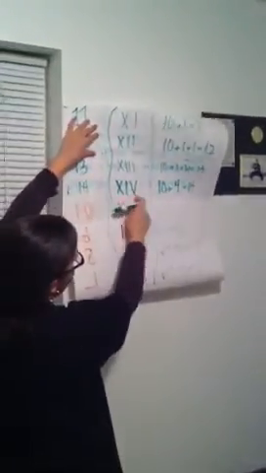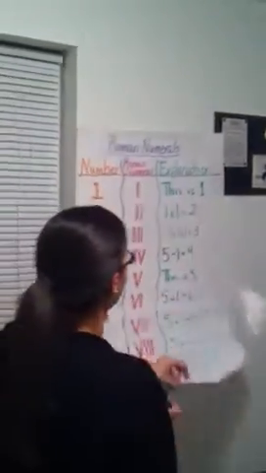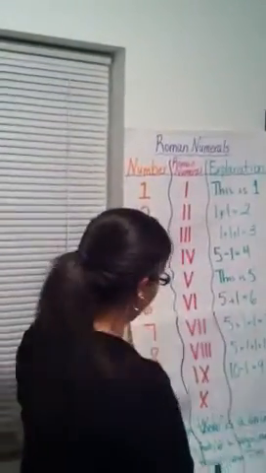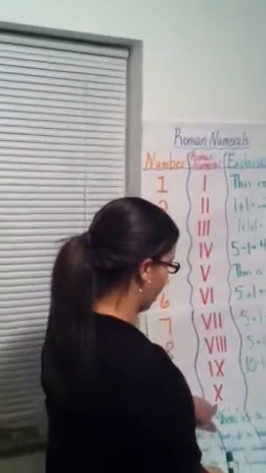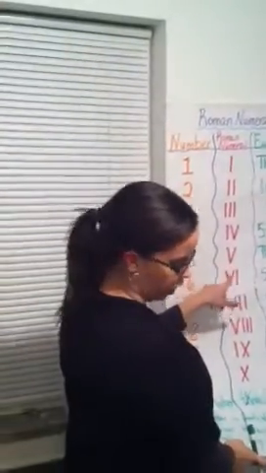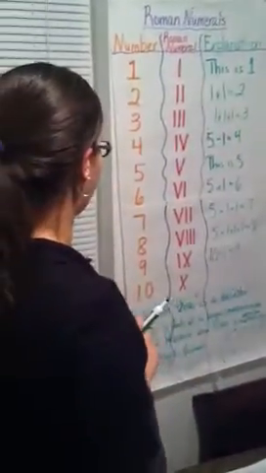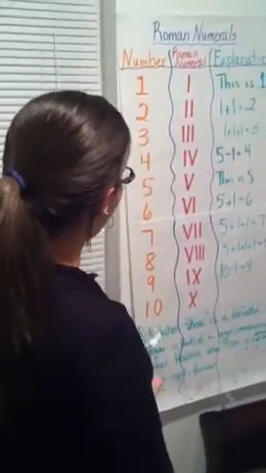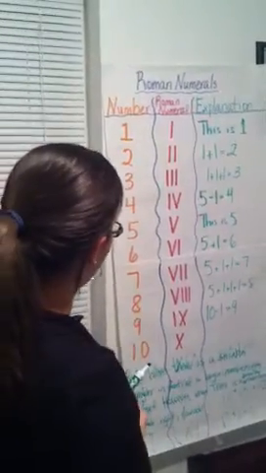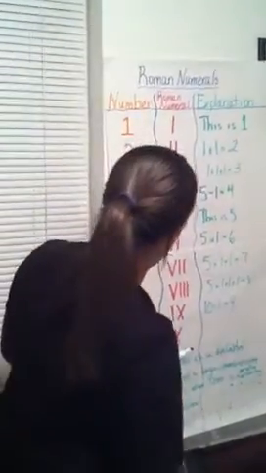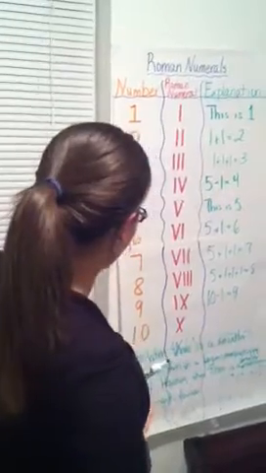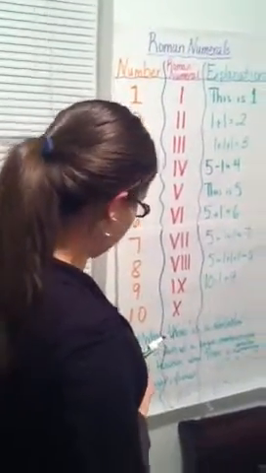XIV because it's 10 plus 4 equals 14. Now you see a pattern. You know that to write 15, you would do XV. So I'm going to give you a number and I want you to write it in Roman numerals. Let's see. I want you to write the number 19.